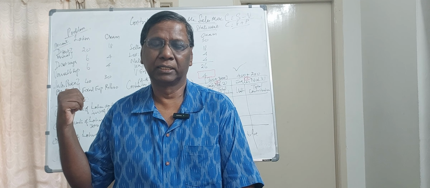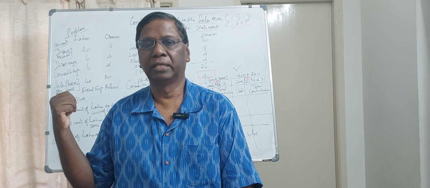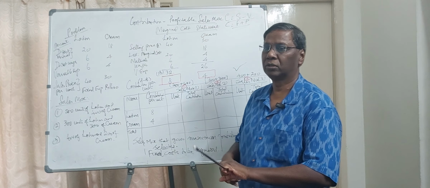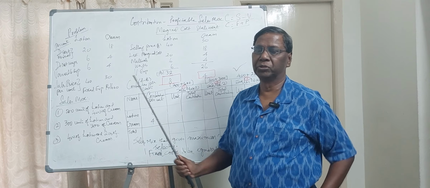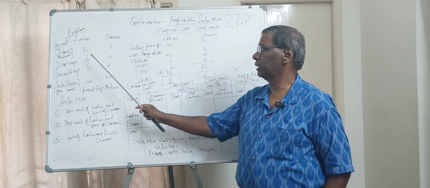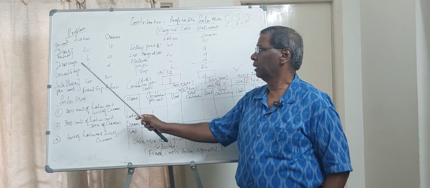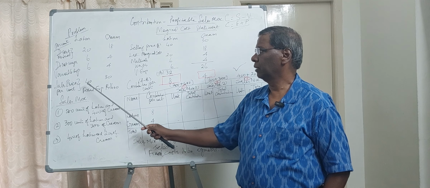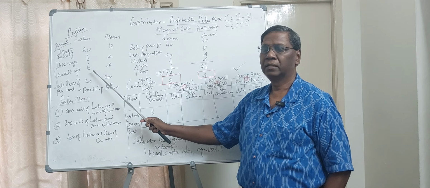Here we have one example. We will see how it works. In this case, the company is producing lotion and cream. For lotion, direct material is 20, and direct wages and other variable expenses are 6. Totally, this is the total variable cost.